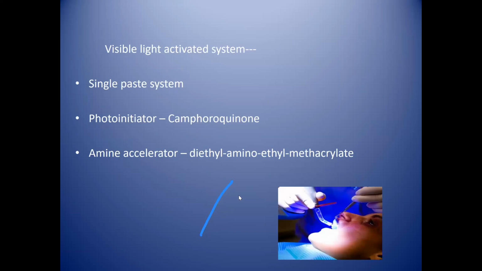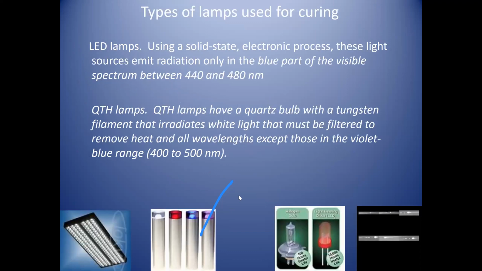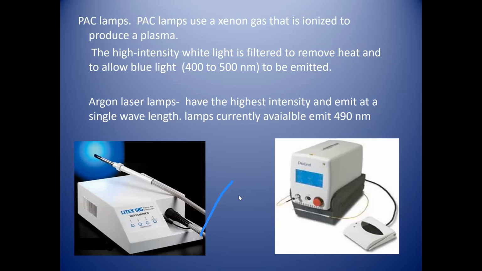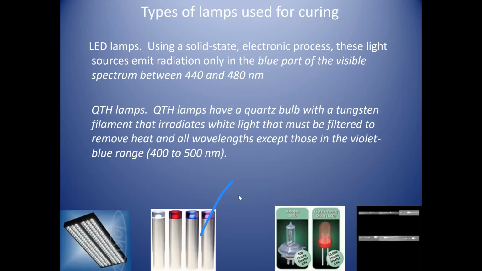Then came the visible light activated system, which is a single phase system. There is a photoinitiator, camphorquinone, as I explained earlier, and an amine accelerator, diethyl aminoethyl methacrylate. The types of lamps used for curing are LED lamps, QTH lamps, PAC lamps and argon laser lamps. These lamps have evolved over time; initially we had bulkier lamps which had lower penetration. Now we have LED lamps, QTH lamps and other high intensity lamps which are very specific.